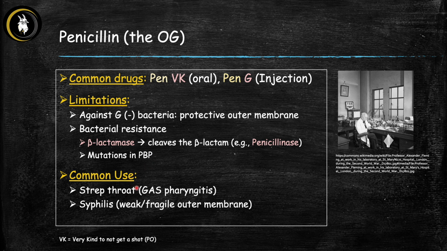So for the most part, the main two uses of penicillin that I use clinically are for treatment of strep throat, because this is caused by group A strep. So this is group A strep pharyngitis. And then the other one is for treatment of syphilis.